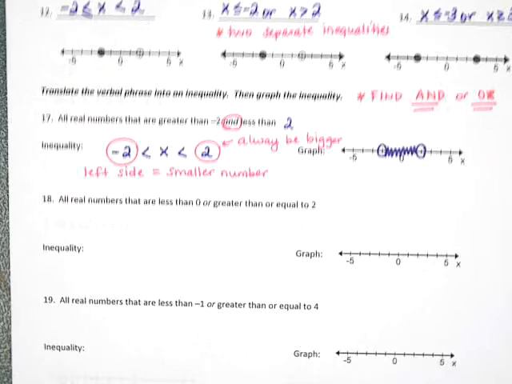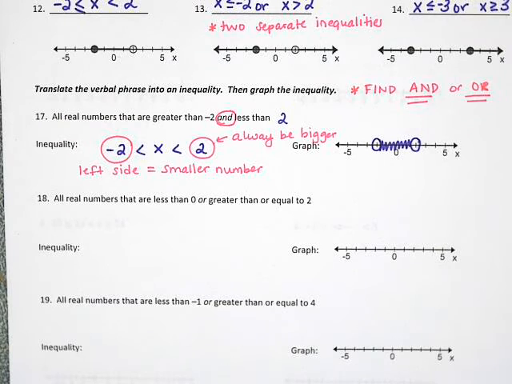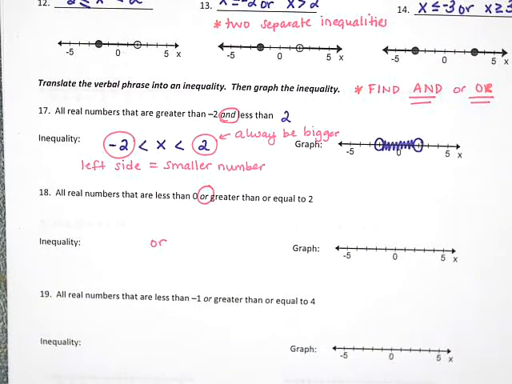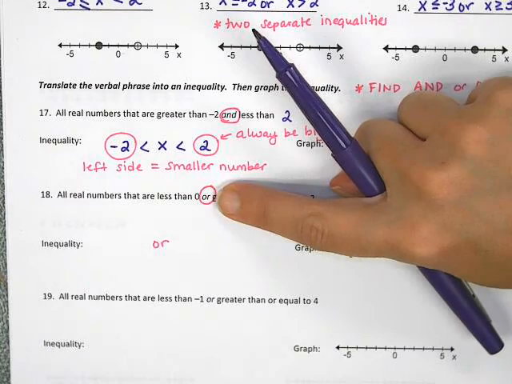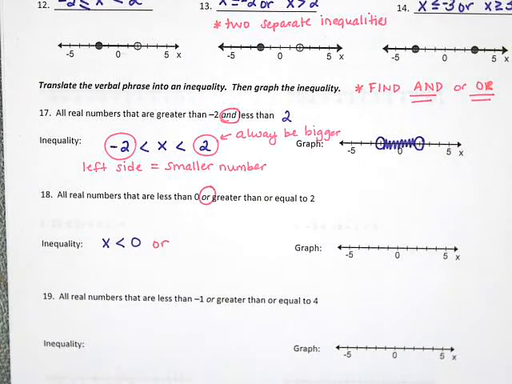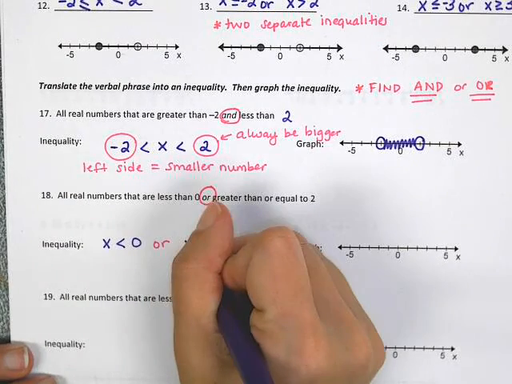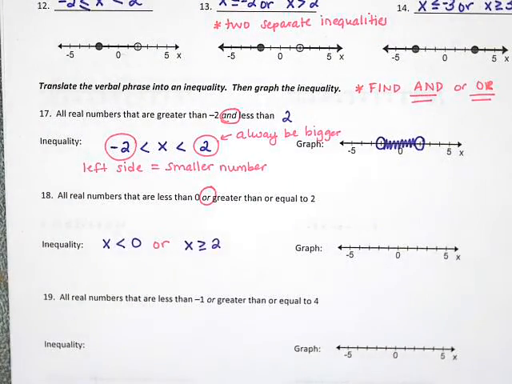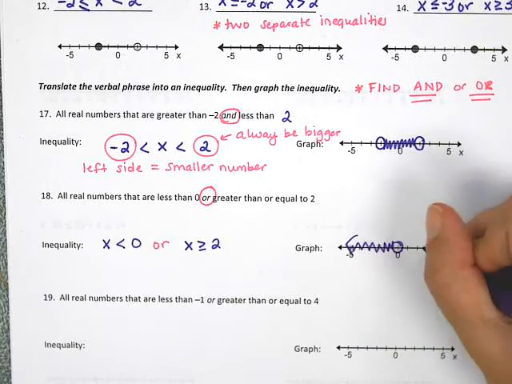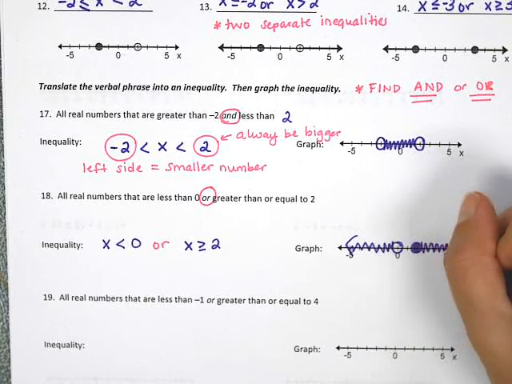Let's try another one. Number 18, all the numbers that are less than 0 or greater than or equal to 2. The word or is italicized here, so I know right away I'm going to have two separate inequalities. The first inequality is going to be all of the words that are on the left of this word. All the numbers that are less than 0. To mean less than 0, we would write x is less than 0. On the right-hand side, the words say greater than or equal to 2. So x would have to be greater than or equal to 2. Then I'm going to put an open circle on the 0 and shade to the left. And I'm going to put a closed circle on the 2 and shade to the right.